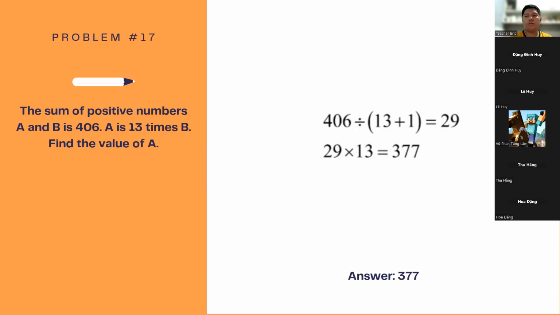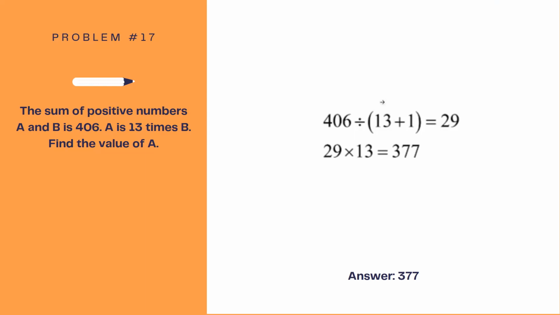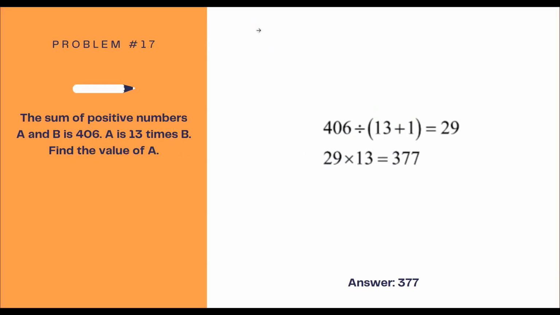Since we're looking for the value of A, and A is 13 times B, we have 29 times 13 is equal to 377. So do you have any questions? Do you understand the solution? Yes. Okay, very good.